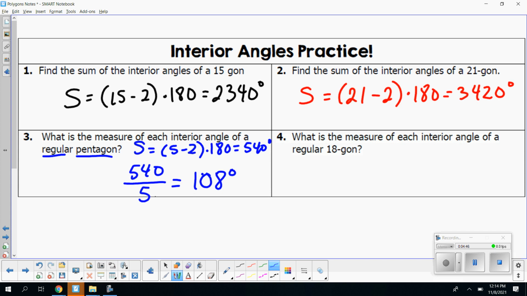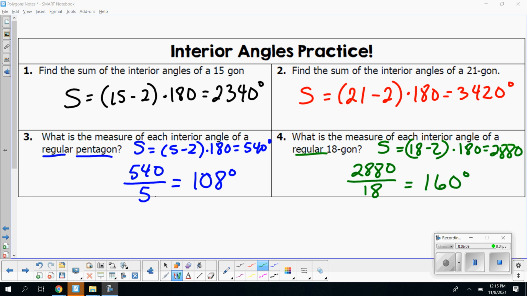Okay, you guys do number 4. Let me set you up here. The sum of the interior angles is going to be 18 minus 2 times 180, which is going to be 2,880. So go ahead and figure out what is the measure of each interior angle of a regular 18-gon. Pause the video and find your answer. Okay, you should have found that the measure of the interior angle of a regular 18-sided figure should be 160 degrees.